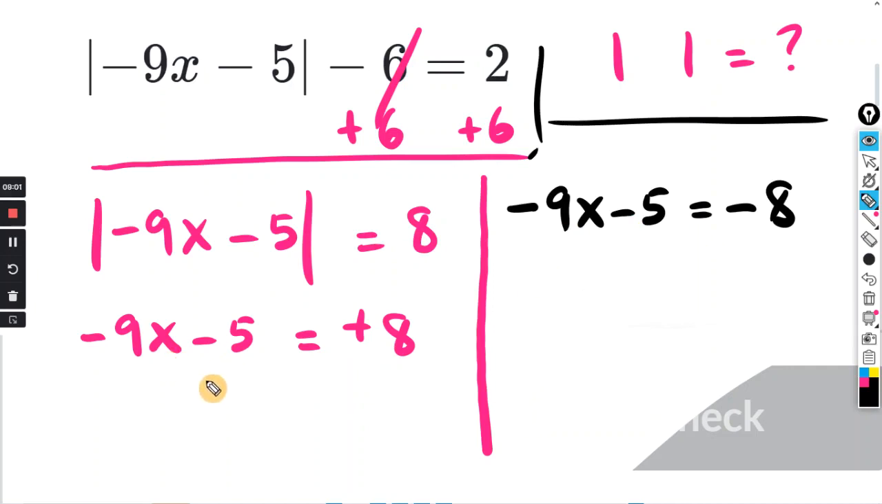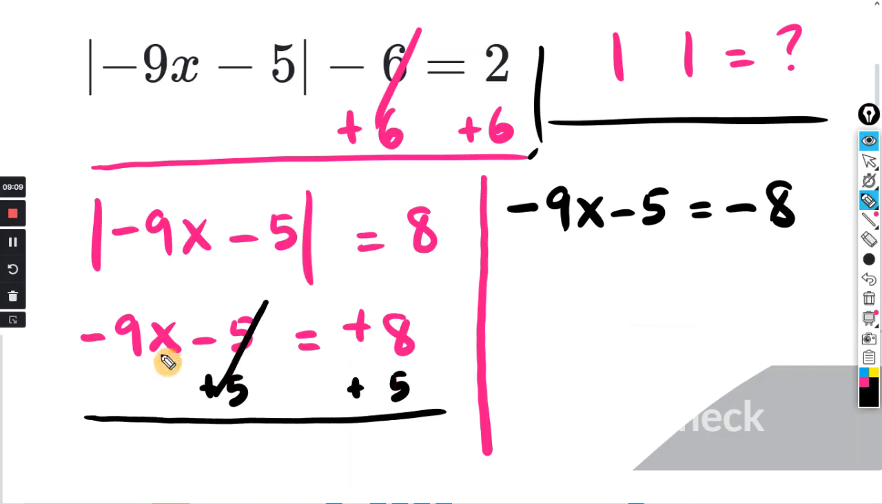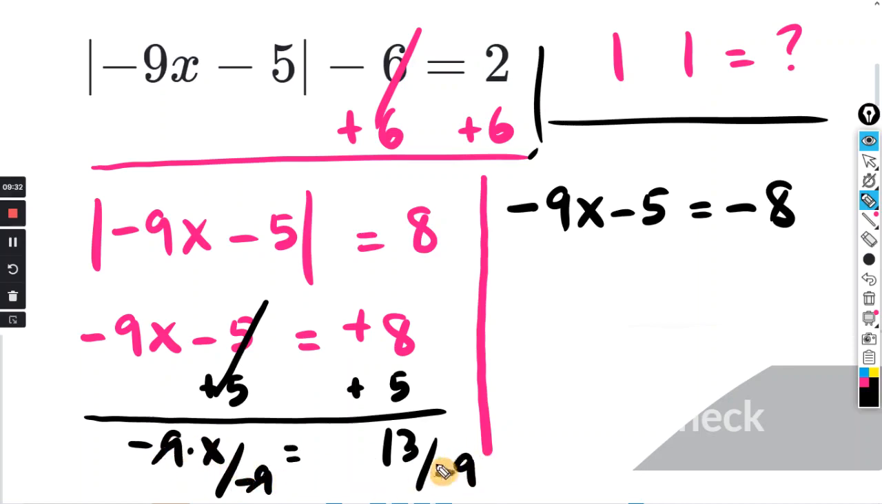Solving for x, the opposite of negative 5 is positive 5. 5 minus 5 is gone. Bring down your negative 9x, and that equals 8 plus 5, which is 13. Here we have negative 9 times x, or x times negative 9. The opposite is divided by negative 9, and the negative 9's cancel. X is 13 over negative 9, which is the same thing as negative 13 over 9.